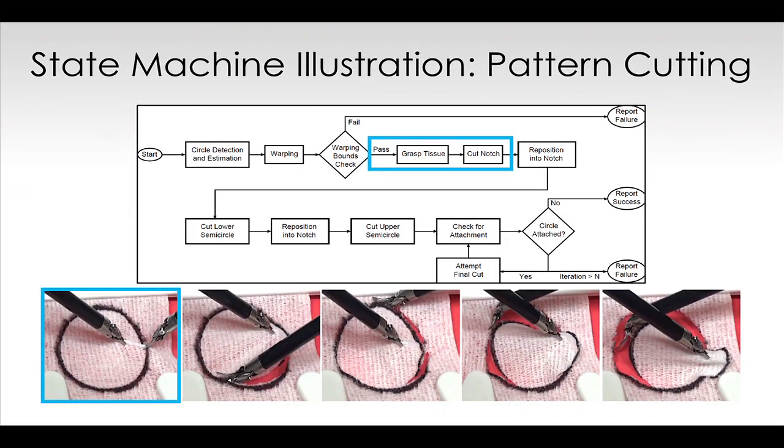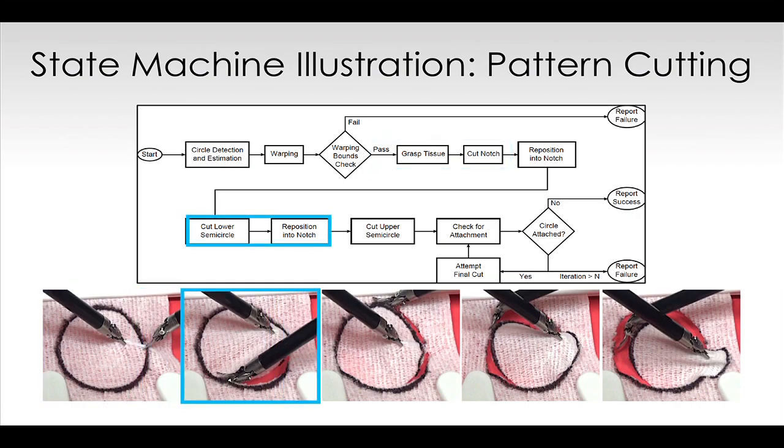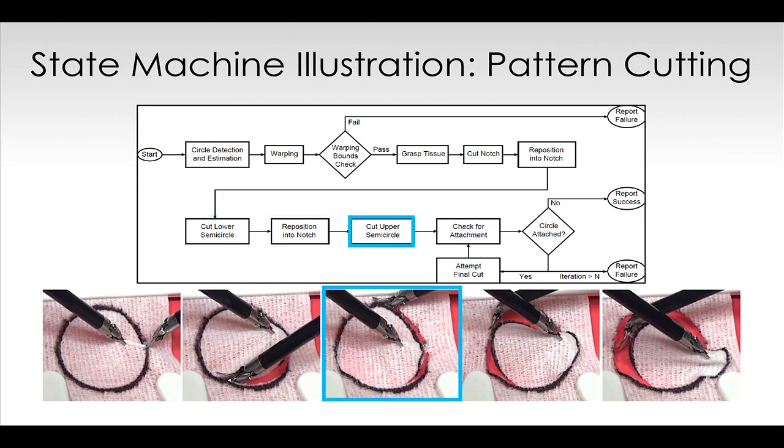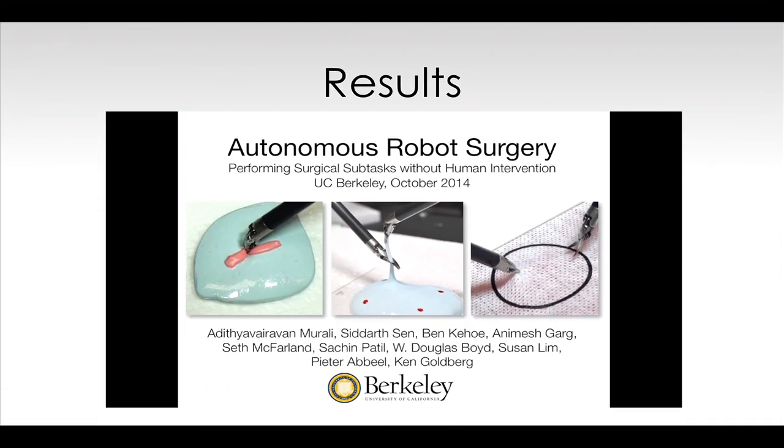Let me give you an example. In the pattern cutting task, the robot starts by making the first notch in the gauze. Thereafter, it cuts through the lower semicircle, then the upper semicircle. One of the important aspects of using these finite state machines is that we get some error recovery behaviors for free. For instance, in this example, the robot checks if the two semicircles meet. If they don't, then the robot goes in and makes the cut again. Let me show you some of the results from our work in action.